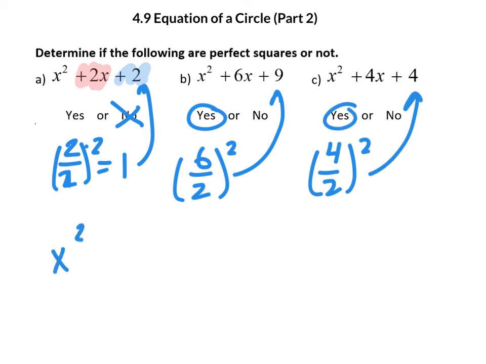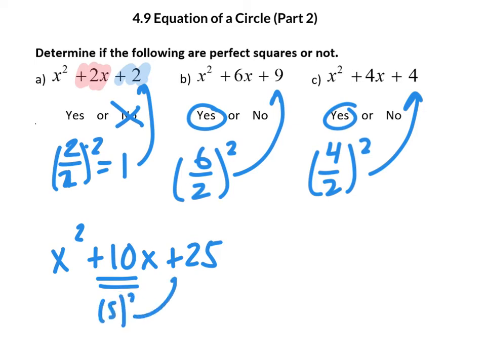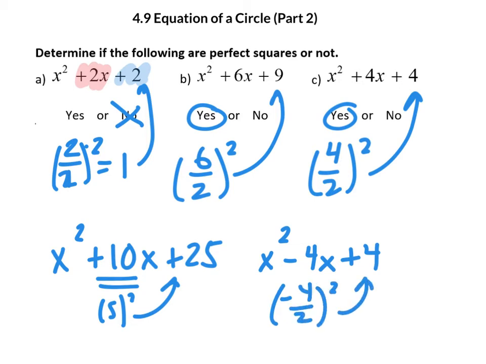Let's look at a couple others. X squared plus 10x plus 25. Is this a perfect square? Yes, because half of 10 is 5, and 5 squared is 25. Is, let's see, this guy a perfect square? Half of negative 4 is negative 2, and negative 2 squared is 4.